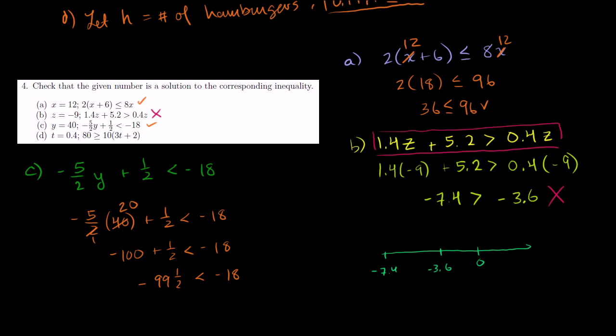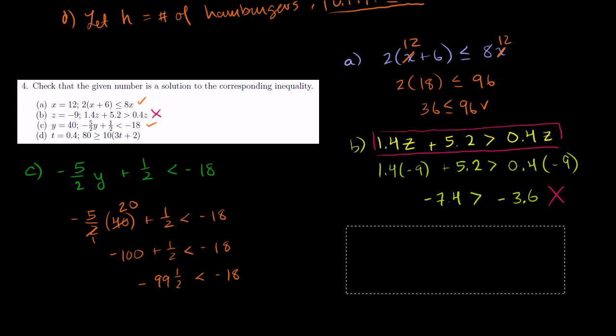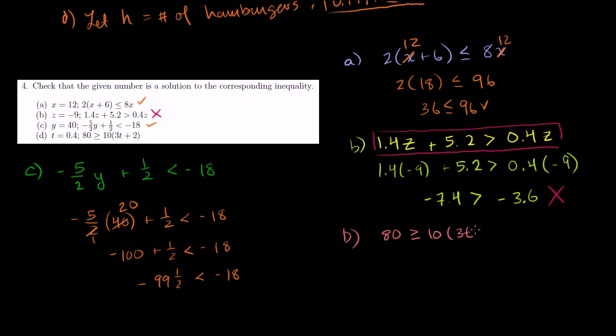And then finally, part D. Let me clear some space for myself. They're saying 80 is greater than or equal to 10 times 3t plus 2. And they're claiming that t is equal to 0.4 as a solution. Let's try that out. 80 is greater than or equal to 10 times 3 times 0.4 plus 2.